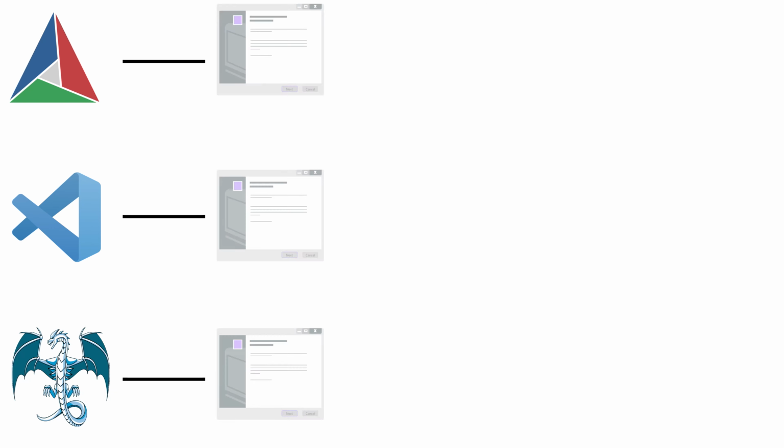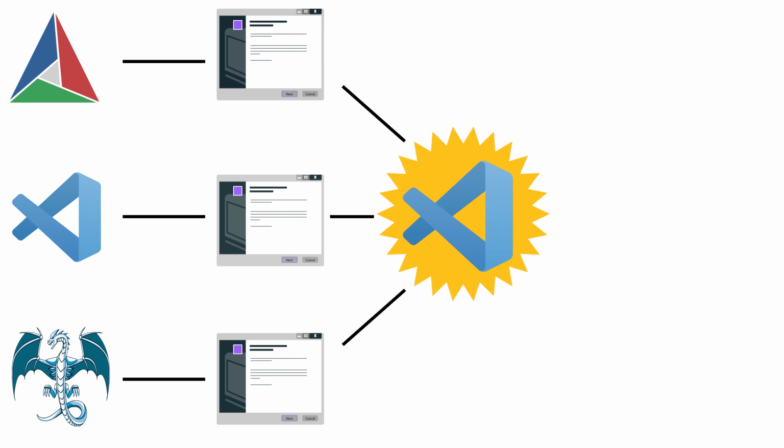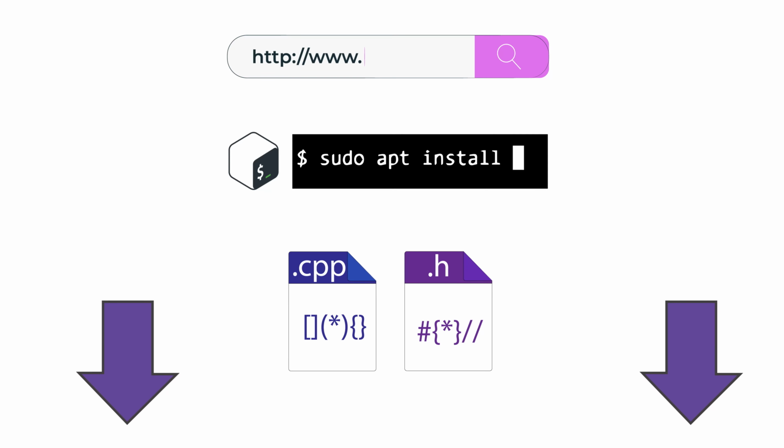We will start with the installation of all the tools separately, and then we'll bring them together and use them to build the simplest Hello World program. All of the links, terminal commands, and project files are provided in the description below.